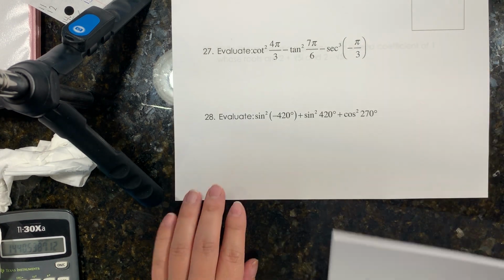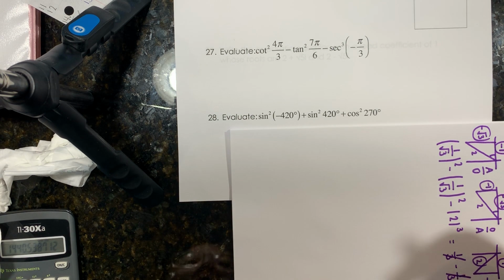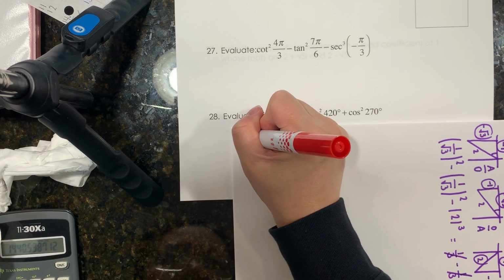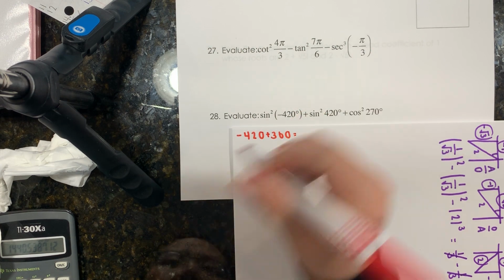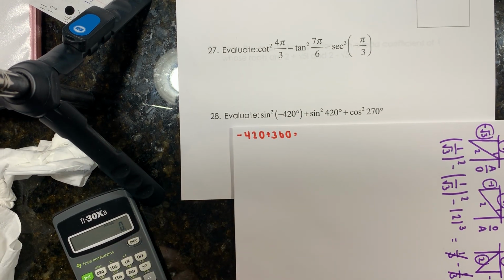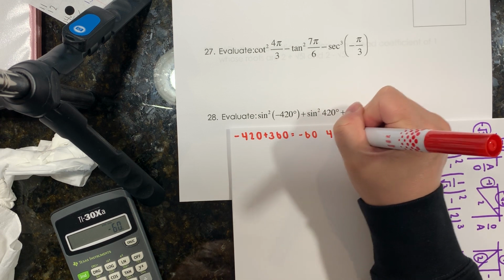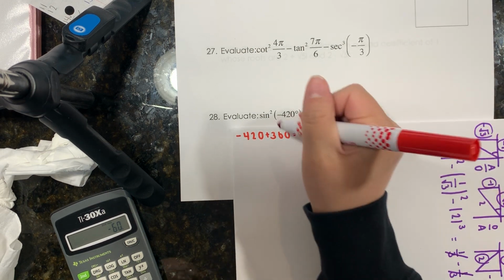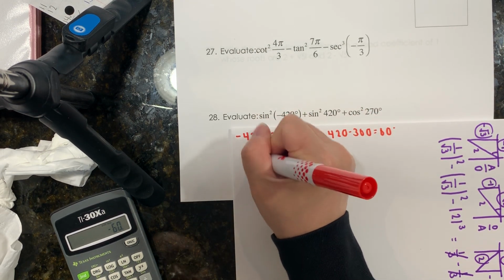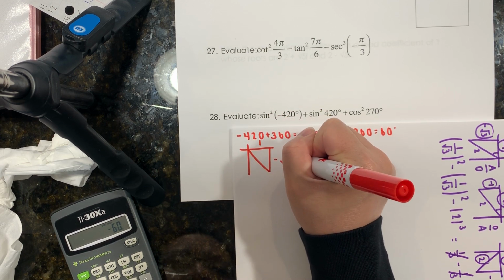Now moving on to number 28. For number 28, I have -420 degrees and +420 degrees. So -420 degrees, I'm going to add 360 to, because I need a degree less than 360. So -420 plus 360 would be -60. And then +420 minus 360 would be the same, but positive. So this first triangle is going to be in quadrant 4, a 60-degree triangle in quadrant 4. So 1, negative root 3, and 2.